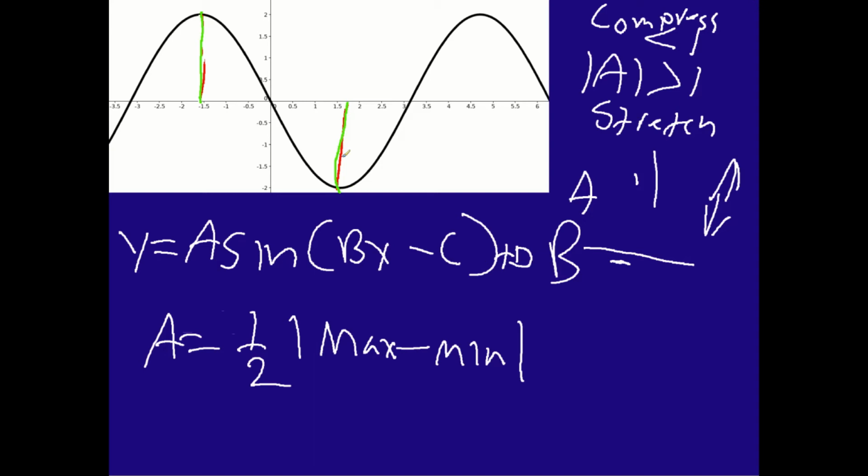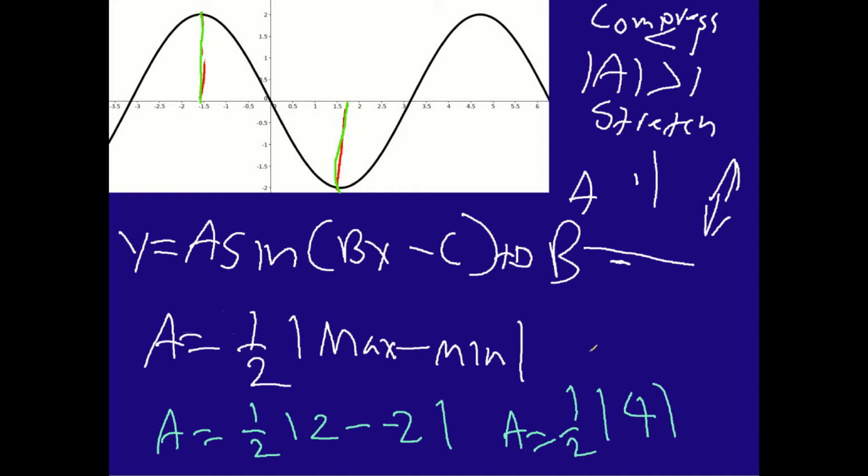And so in this particular example, if I were to continue to work this out, I would say A equals 1/2 times the maximum, which is 2, minus -2. Well, 2 minus -2 is going to be 4. So that means now I have A equals 1/2 times the absolute value of 4, and that's going to give me an answer of 2. In other words, this distance here above the x-axis goes to 2 and down to -2. And you can see that right here in the graph.